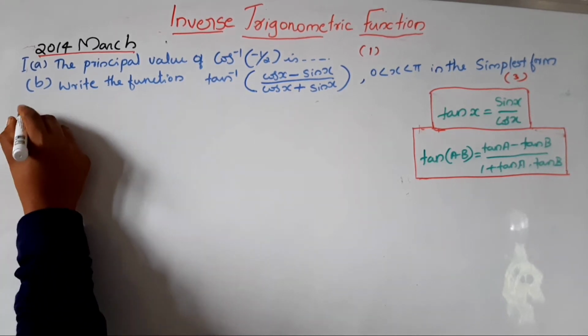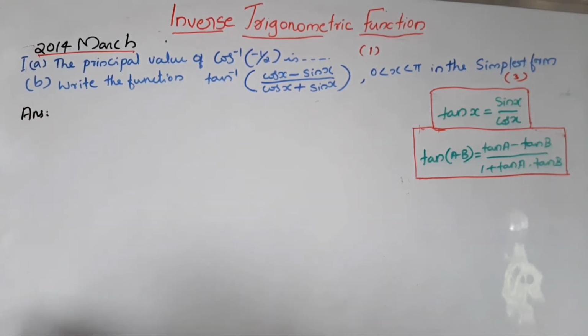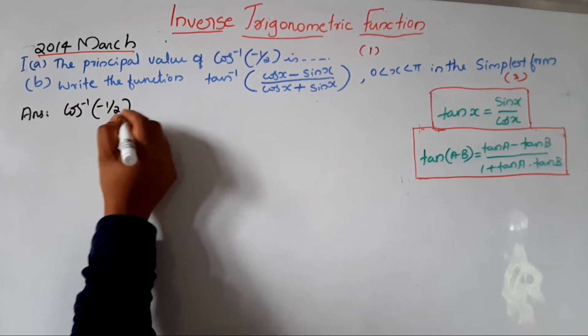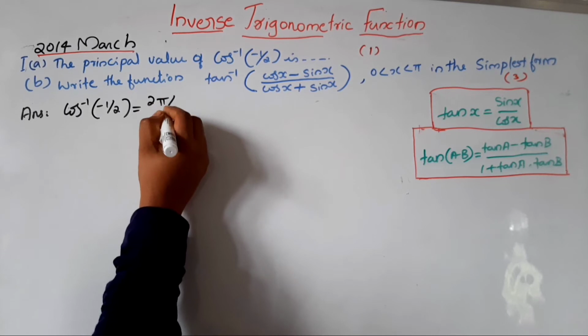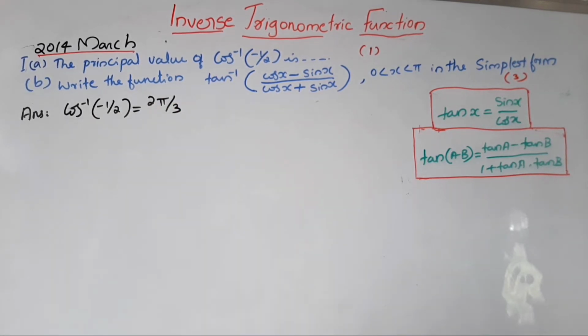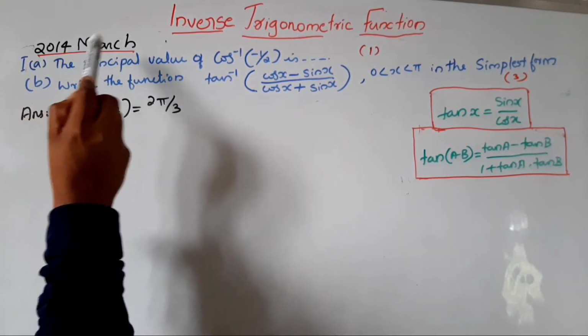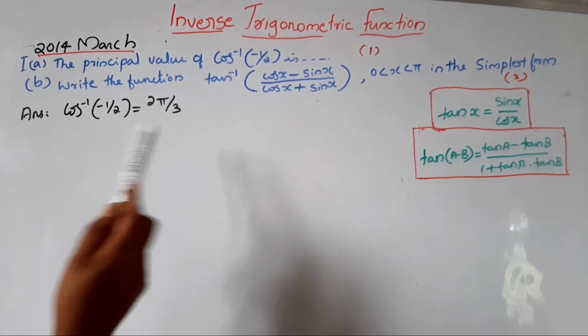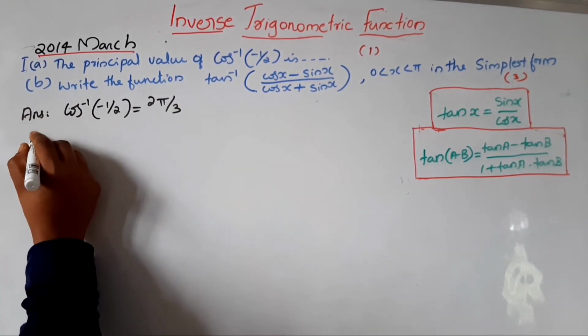First question, the principal value of cos inverse of minus 1 by 2 is 2 pi by 3. This is from the March question paper, and this question is covered in the same video. Now we will do the B part.